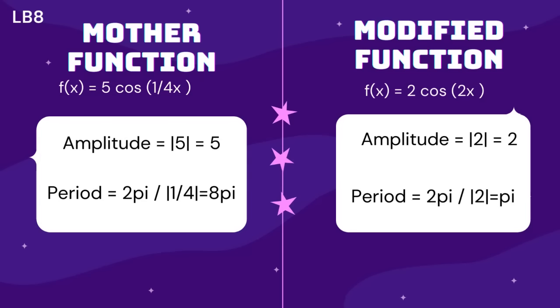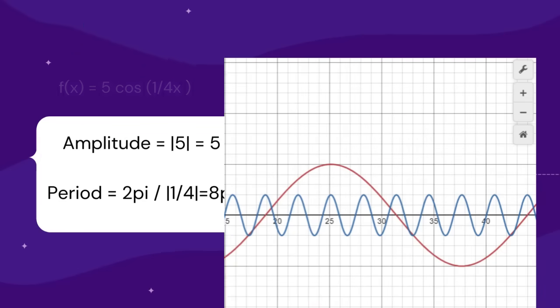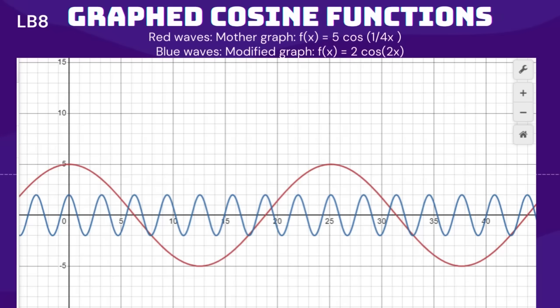Now, we input the values of the modified function, using the same formulas. The modified function's amplitude will be the absolute value of 2, which will be 2. And the modified function's period will be 2 pi over the absolute value of 2, which will be pi. Now of course, how can we compare if we don't have a graph? I will give you a second or two to compare the two graphs.